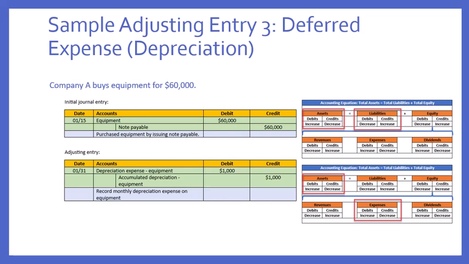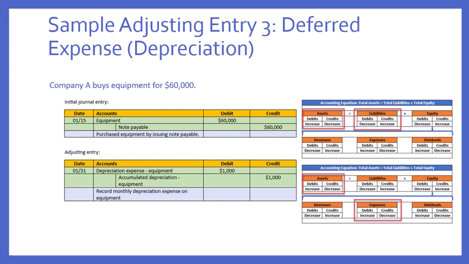It is when we take a long-term asset, meaning something that's going to be used across multiple accounting periods, and we attempt to spread that cost over the accounting periods that the asset is going to be used, thus matching the cost of the asset against the revenue that it is going to help to generate, okay? So let's assume that company A here buys some equipment for $60,000, okay?